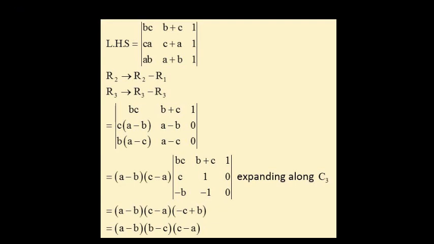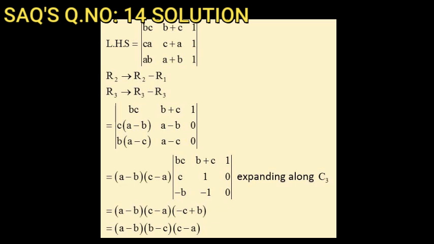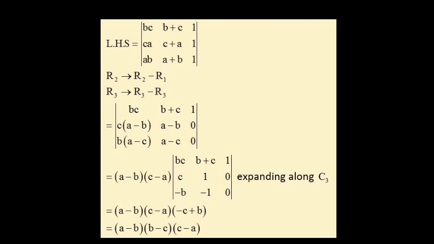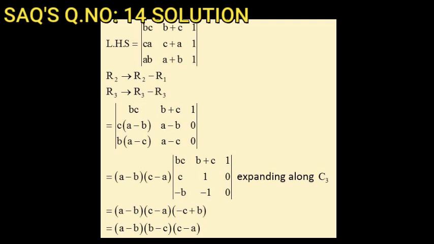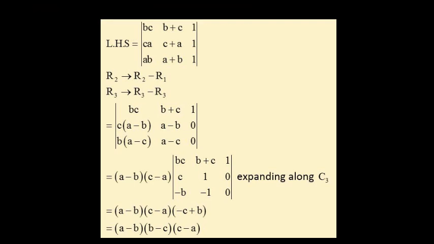Then we get A minus C or C minus A, we take common, then det of B C, B plus C 1, C 1 0 and minus B minus 1 0. Here we take C minus A common, therefore the third row is minus B minus 1 0. Now expanding this determinant using the last column, that is equal to A minus B, C minus A into minus C plus B. We get A minus B, B minus C, C minus A.